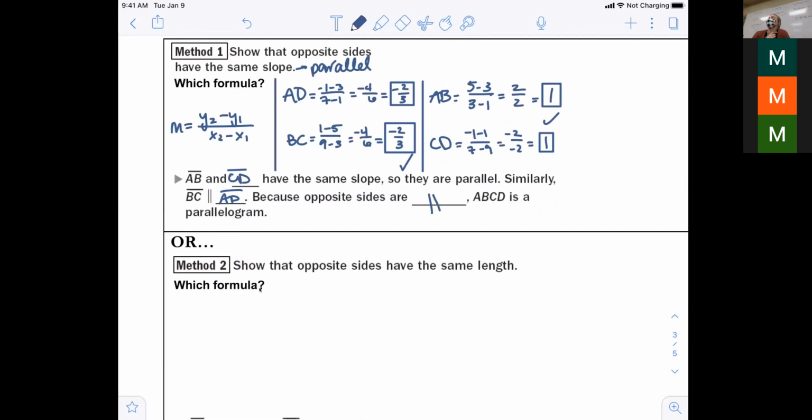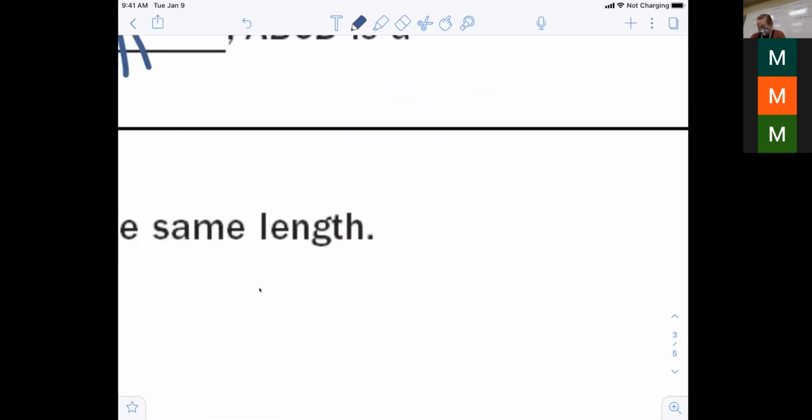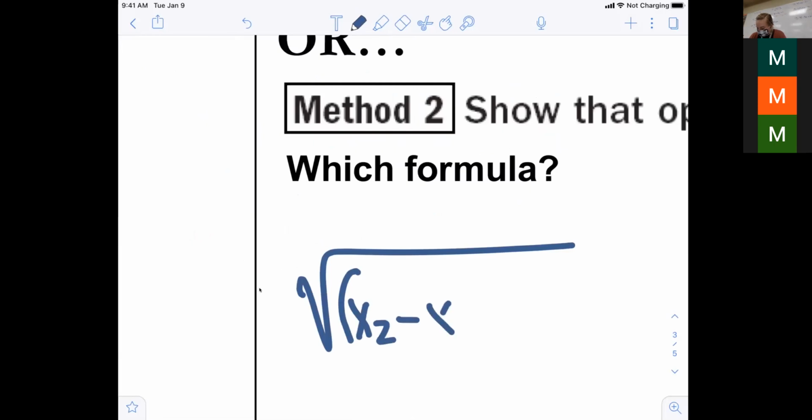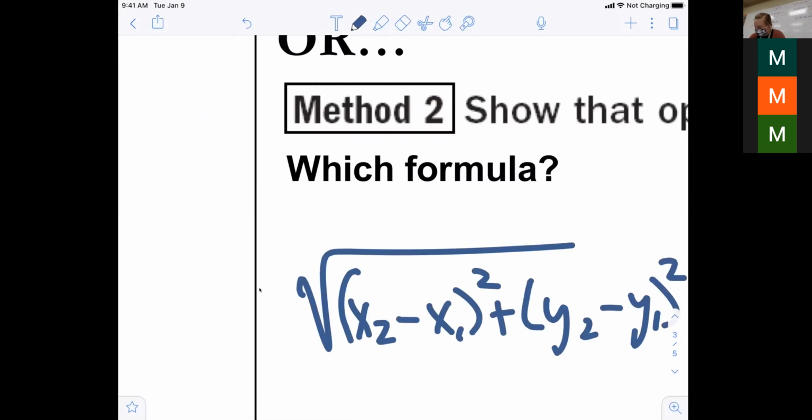Now, I personally like that method because it's not that hard to get 4 lines that have the same slope. It's not hard to do slope. The next one is going to be a little bit more time consuming. So each one of us is only going to do one. So this next one is show that opposite sides have the same length. Which formula am I going to use for this? Distance. Distance usually causes concern. So we're always going to be careful with distance. I'm going to write it here: x2 minus x1 squared plus y2 minus y1 squared.